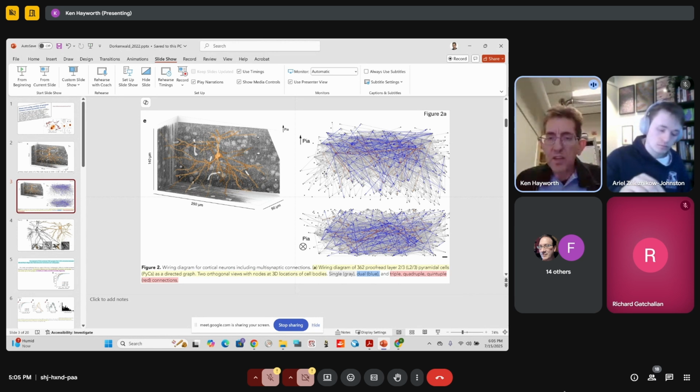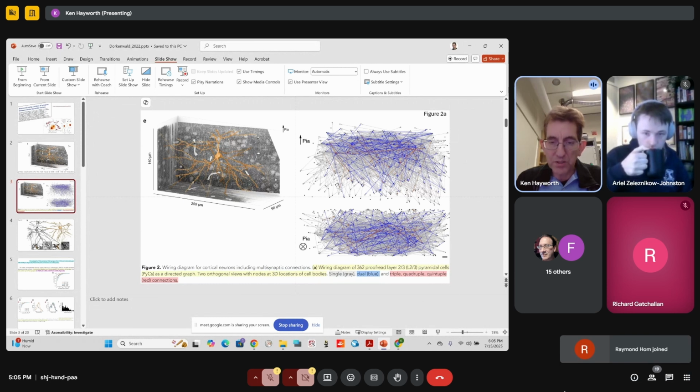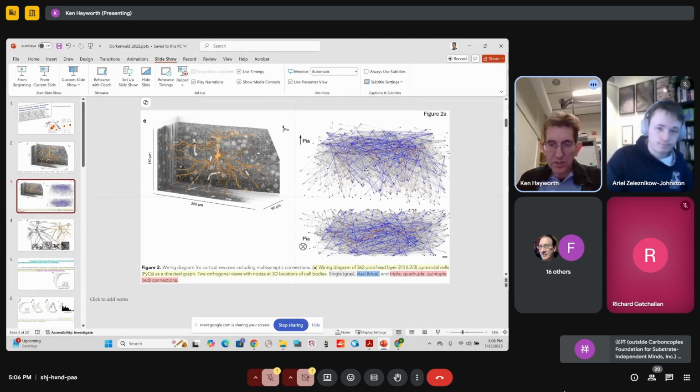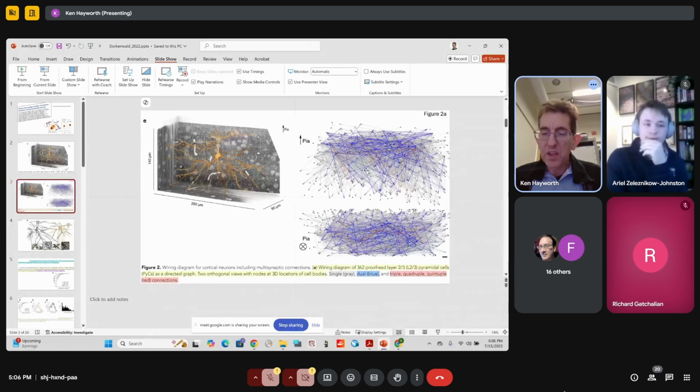And so all of the dots here are 362 layer 2-3 pyramidal cells where the cell bodies are. The gray lines connecting them are single synapse connections. So there was a single synapse between those two cells. The blue lines are ones where there were two synapses between those two.